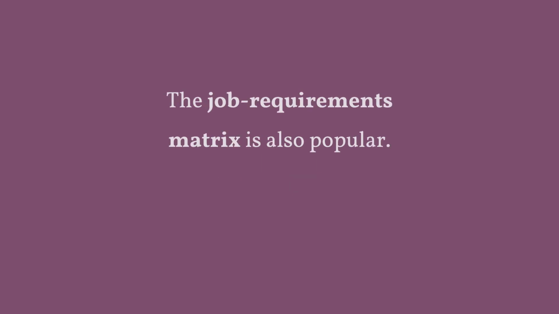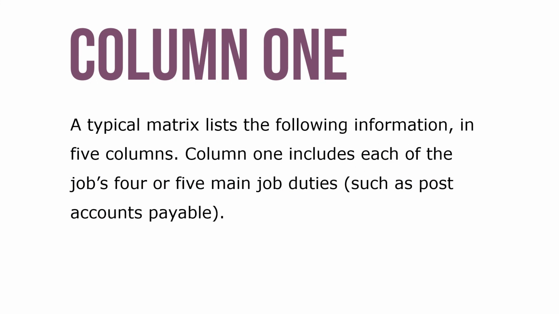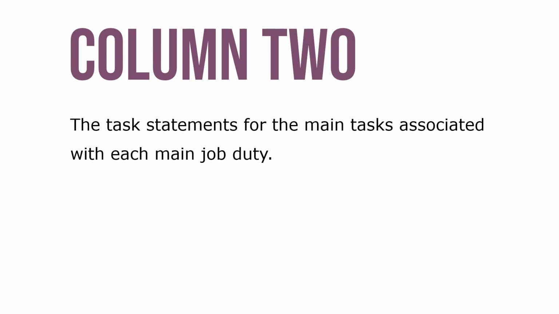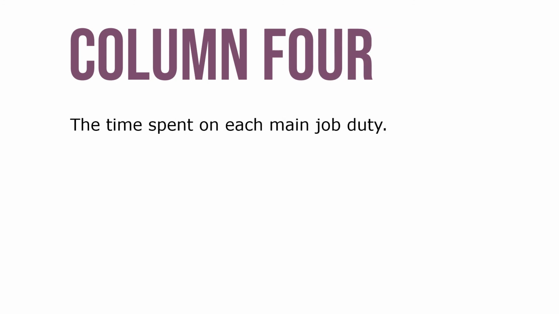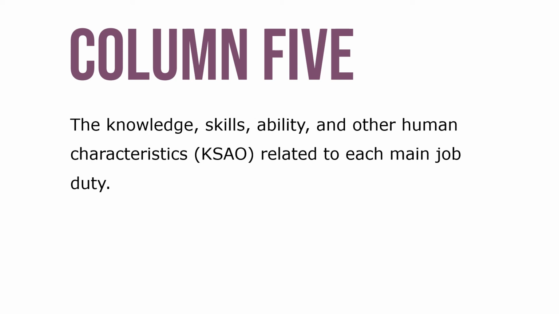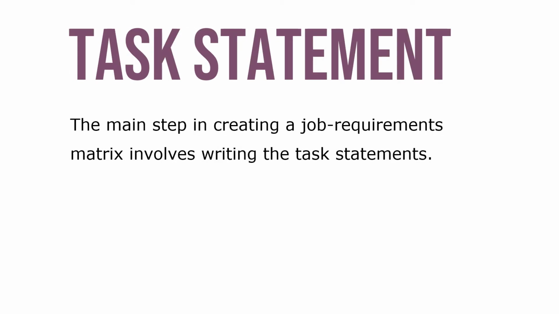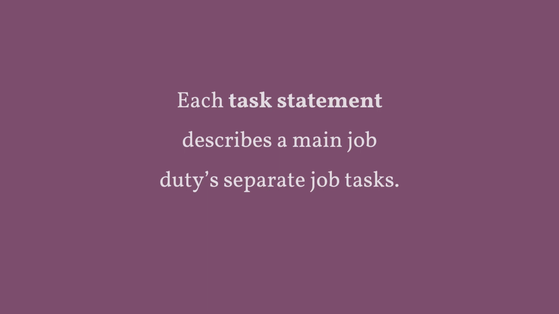The job requirements matrix is popular. A typical matrix lists the following information in 5 columns. Column 1 includes each of the job's 4 or 5 main job duties, such as post accounts payable. The task statements for the main tasks associated with each job duty are also listed. Then in column 3, the relative importance of the job duty is specified. Column 4 includes the time spent on each main job duty. And column 5 is the knowledge, skills, and abilities and other human characteristics, known as KSAOs, related to each main job duty. The main step in creating a job requirements matrix involves writing the task statements. Each task statement describes a main job duty's separate job tasks.